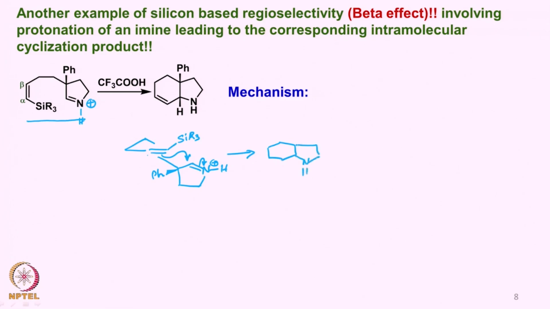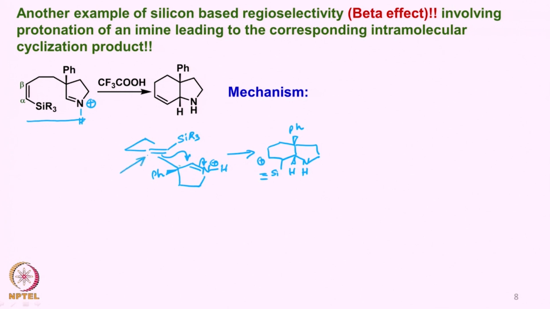Now we have here phenyl, and of course you have a hydrogen here, and then you have the cation which is beta to the silicon here. So this is the place where the cation is formed.